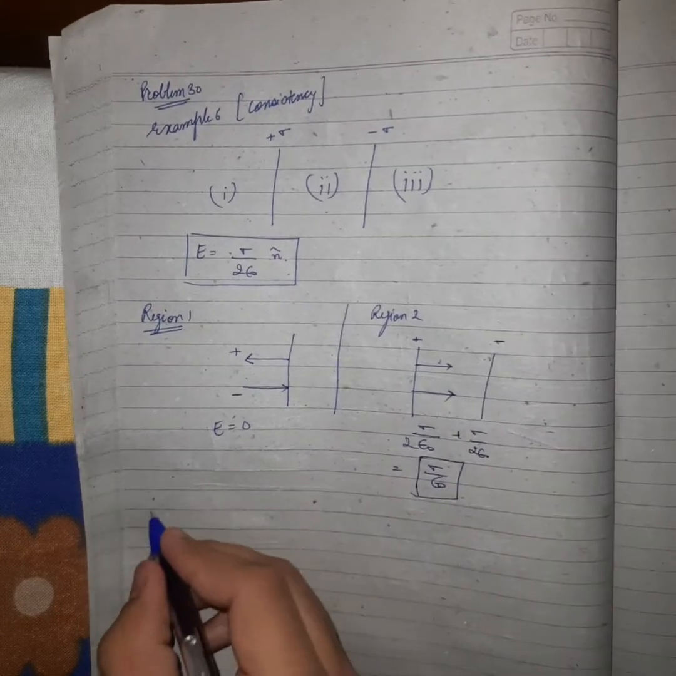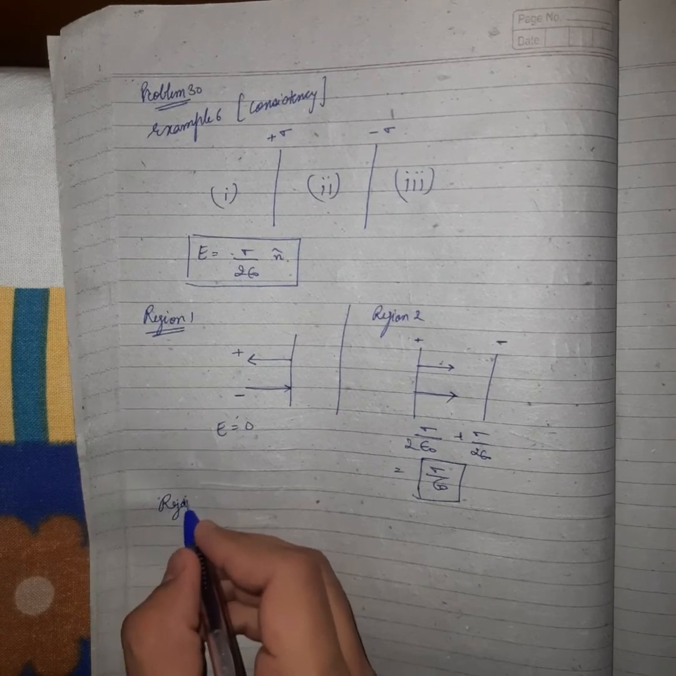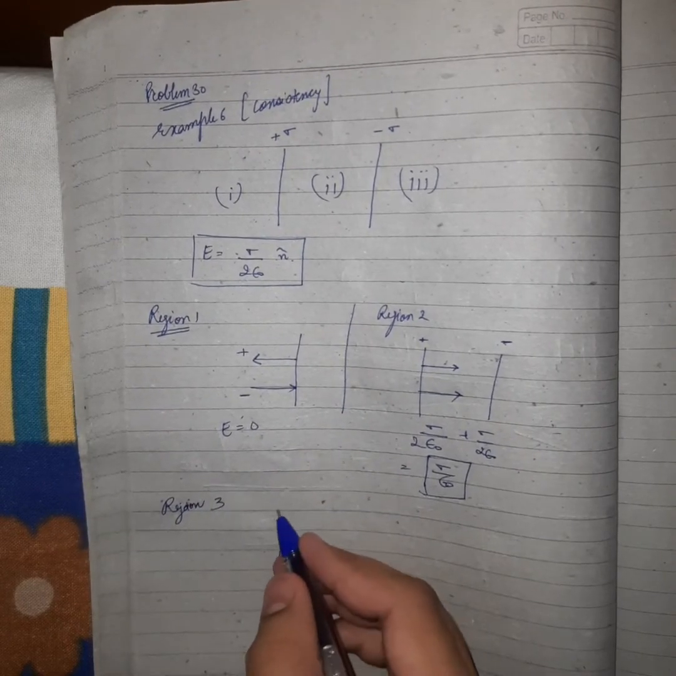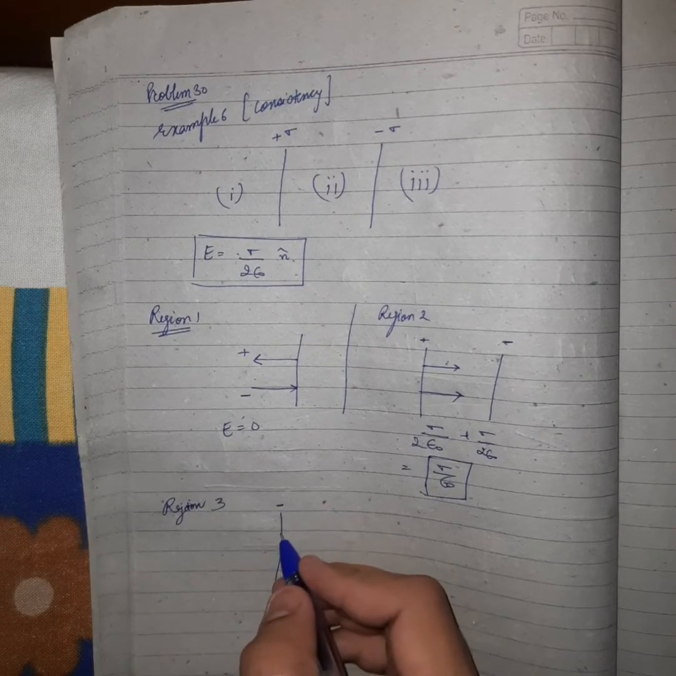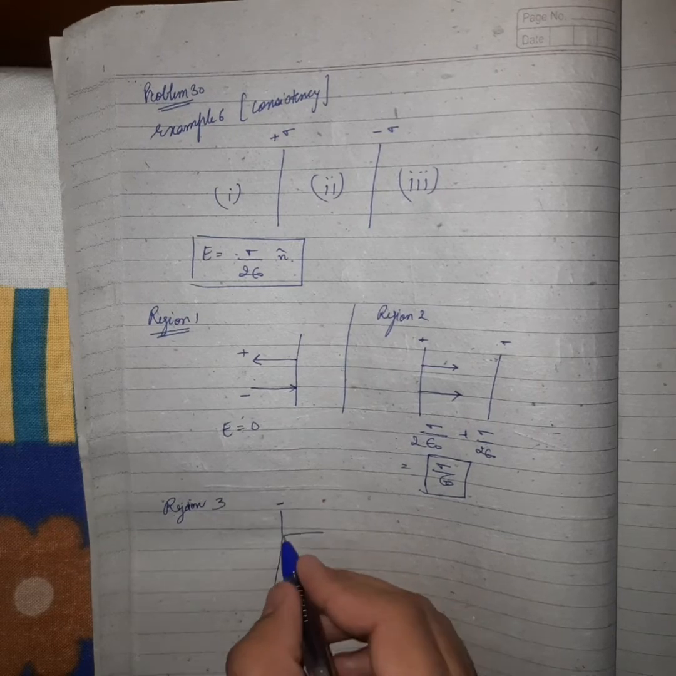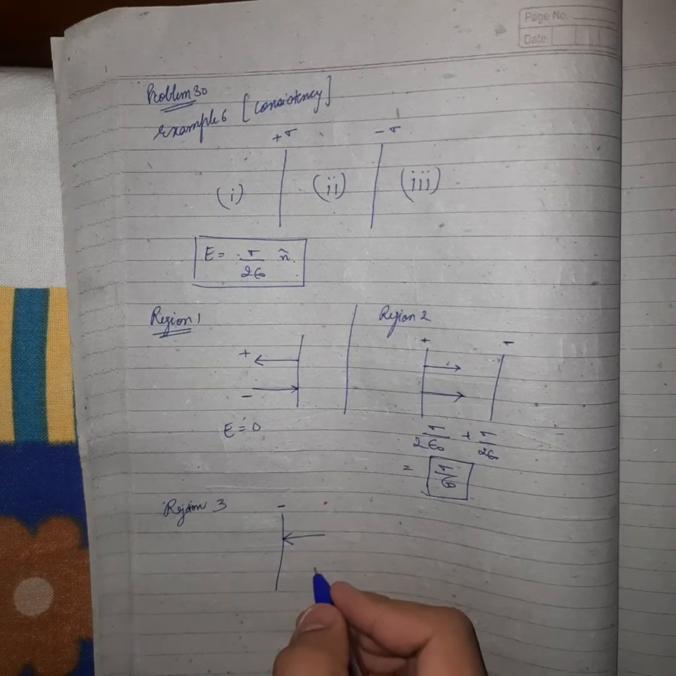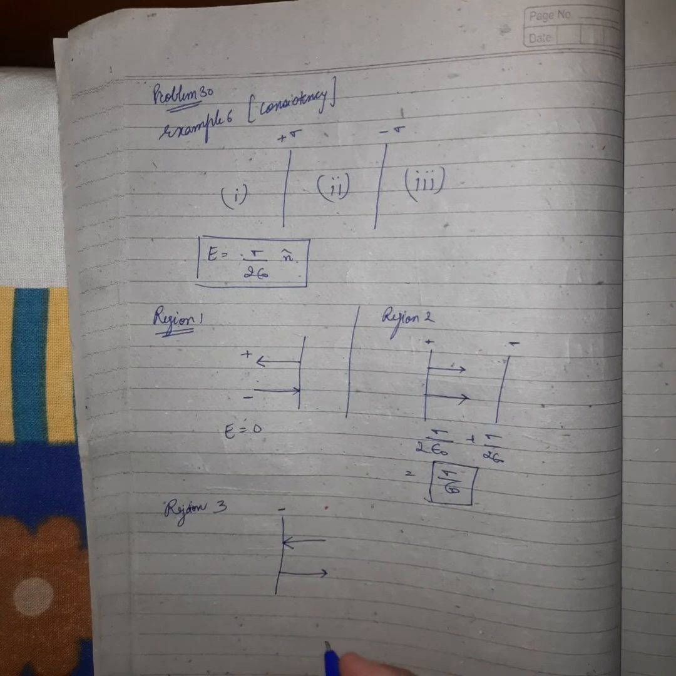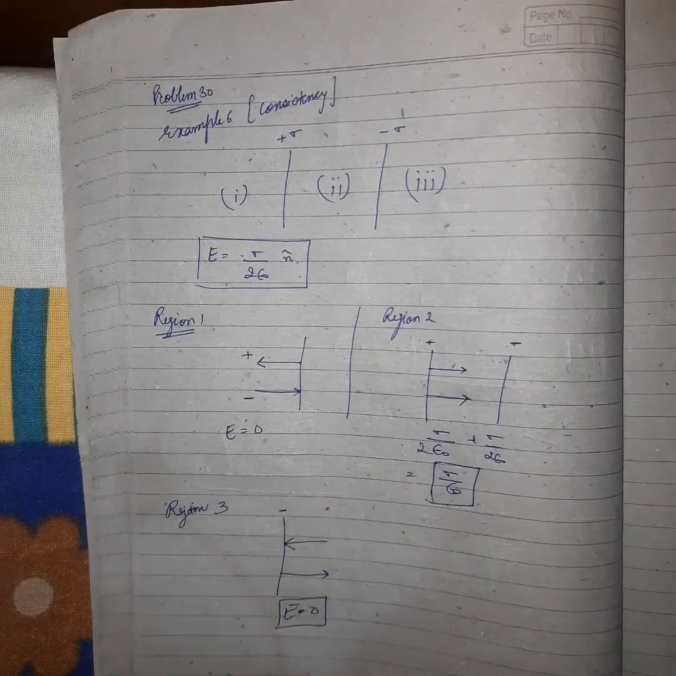Similarly in region number 3, to the right, the negative plate's field will be towards the plane, and for the positive one, it will be away from the plane. So they will also cancel each other, and the net electric field here will also be 0.